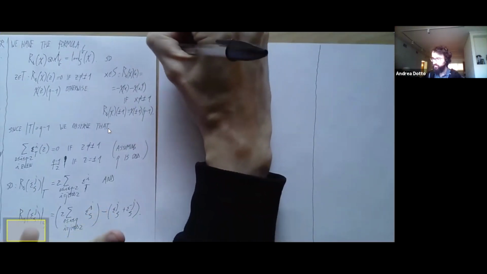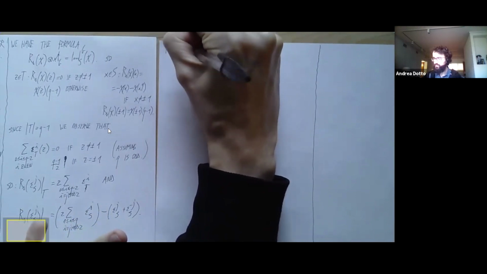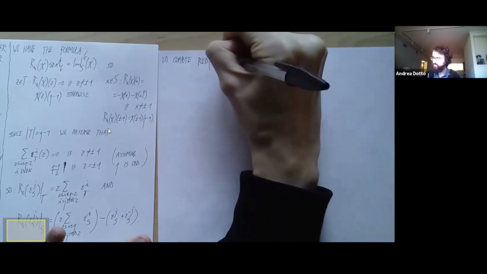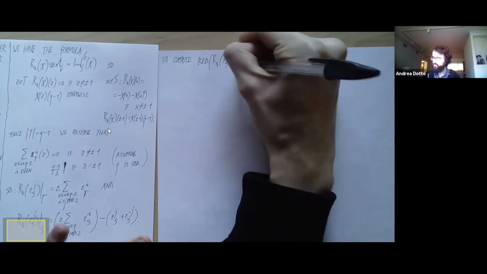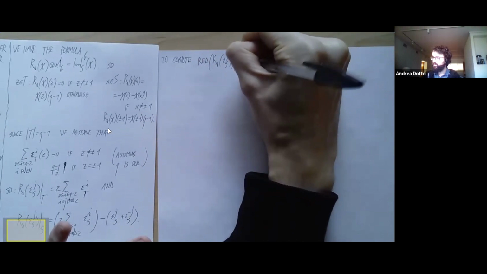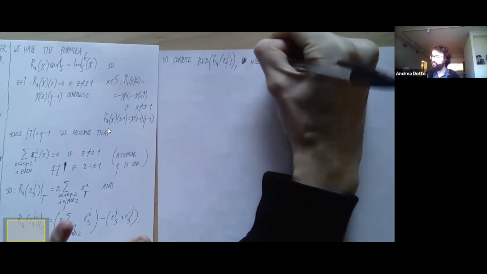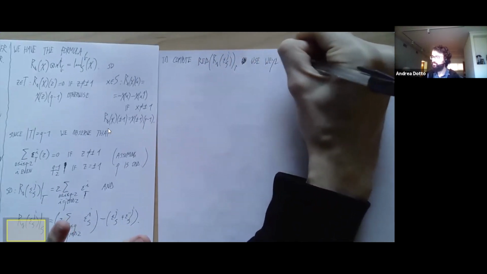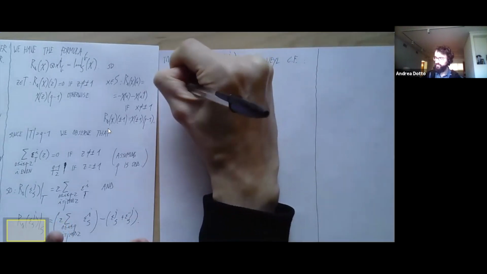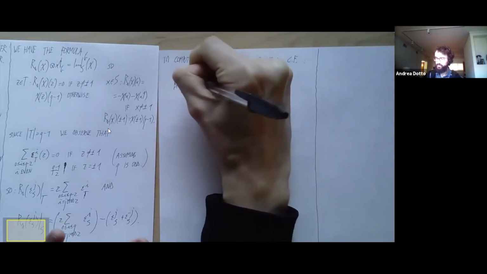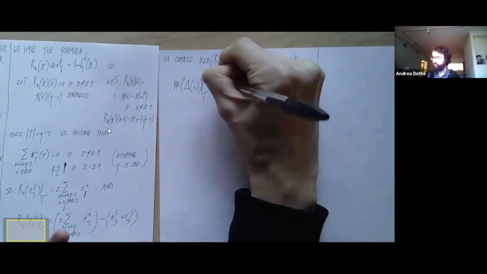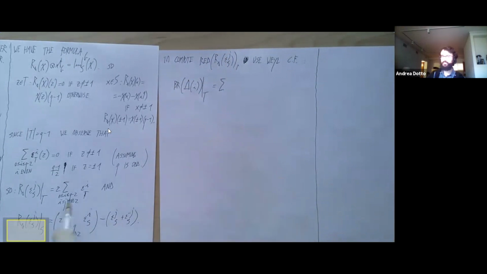So to compute this reduction of Rs epsilon j of s, we use a Weil character formula. And you just find the character of delta I restricted to t. So I'm just going to rewrite what I said before in a way that looks a bit more like this.